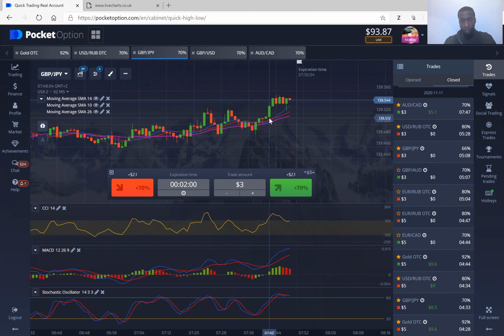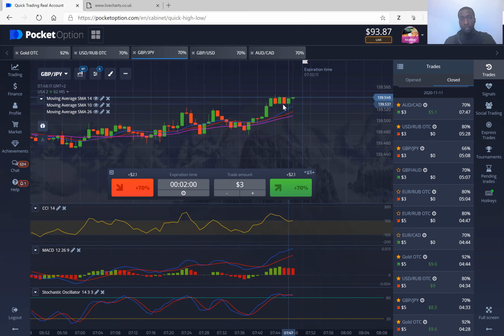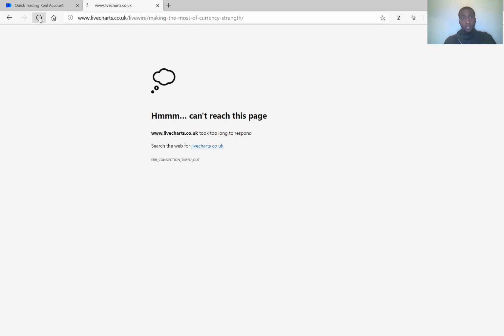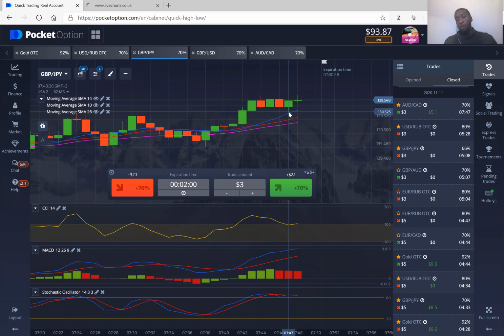Let's see if we can get an entry on here. It looks like we're building a little bit of consolidation. Let's see what the charts are doing. Live charts not really loading up tonight. I don't know what's going on with that. Right now we're just waiting on the entry for GU, I mean GJ. So wait on that entry.